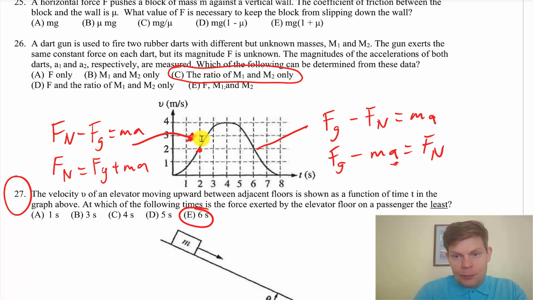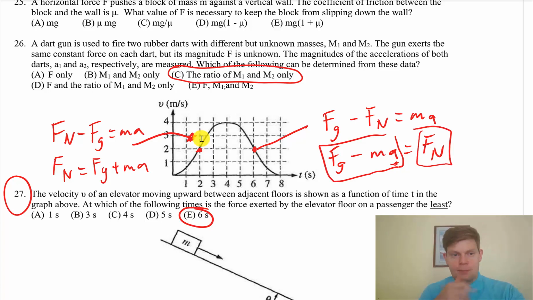And so basically we want the biggest negative slope. The biggest negative slope here, when we're accelerating down the most, Fg is bigger than Fn by the most. So right here is where we've got the steepest downward slope. And so this thing right here would be minimized, and so this guy would be minimized. So 6 seconds.